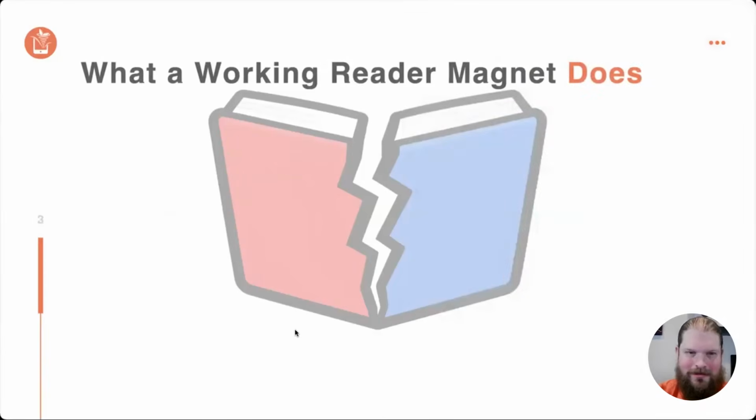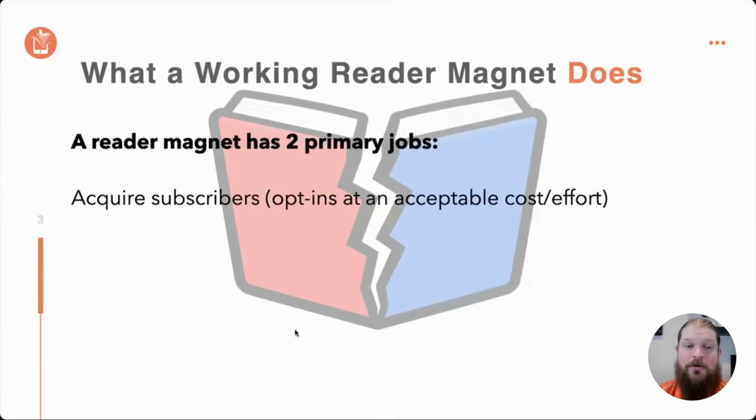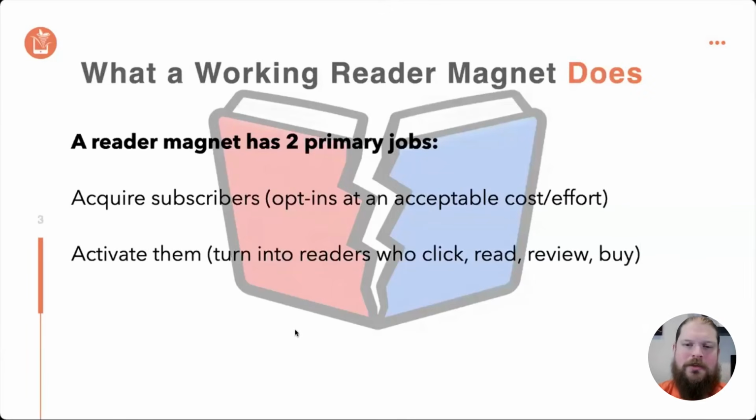So to start with, what a working reader magnet does do. A reader magnet has 2 primary jobs. It's going to acquire you subscribers, opt-ins, at an acceptable cost or effort, right? And it's going to activate them, or turn them into readers who click, read, review, buy, whatever behavior it is that you're wanting to encourage.